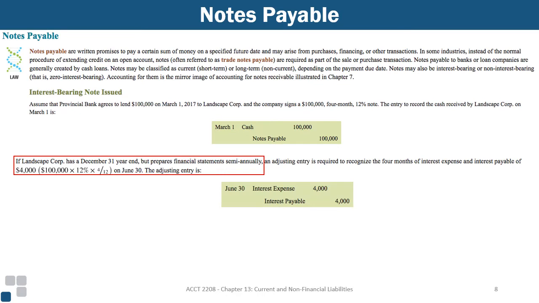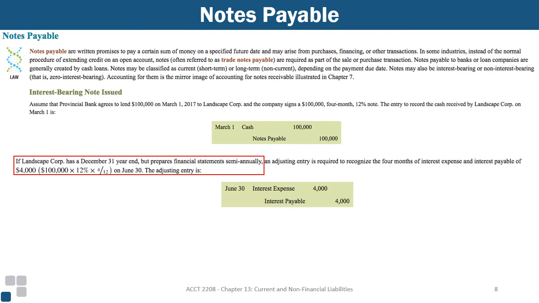Now, if the company has a December 31st year end, but does financial statements semi-annually, you have to make an adjustment for the 4 months interest at the end of the year. So you would debit your interest expense and credit your interest payable for $4,000 based on a calculation of $100,000 times 12% times 4 over 12. Even though the note is actually paid on the next day, right?